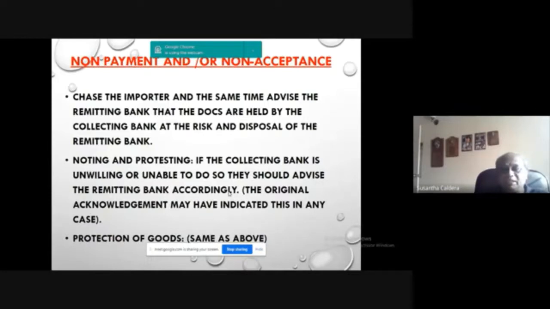Noting and protesting. If the collecting bank is unwilling or unable to do so, they should advise the remitting bank accordingly. Original acknowledgement may have indicated this in any case.